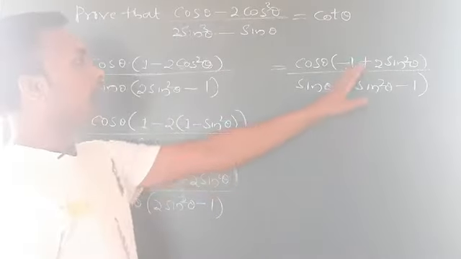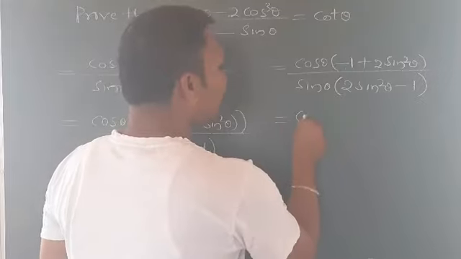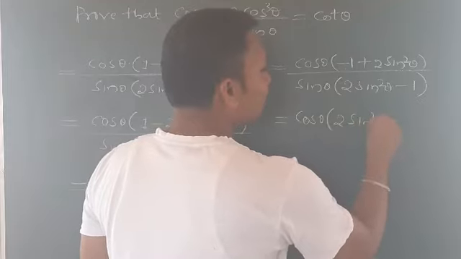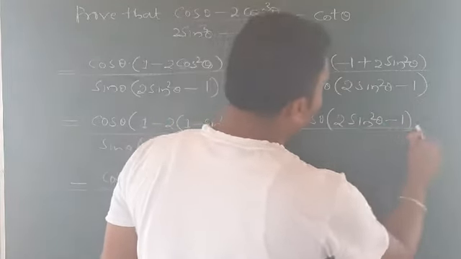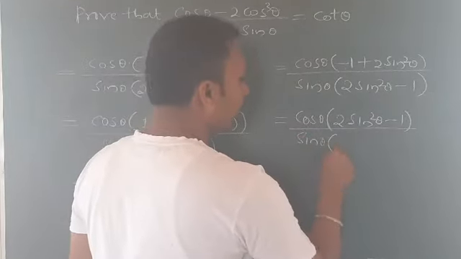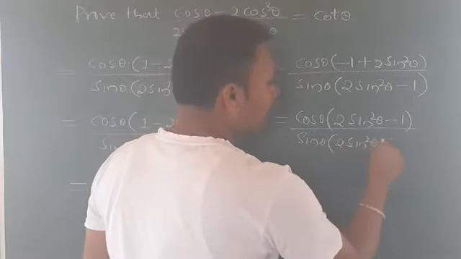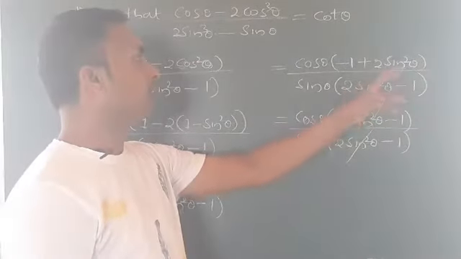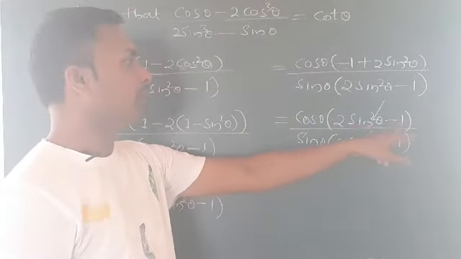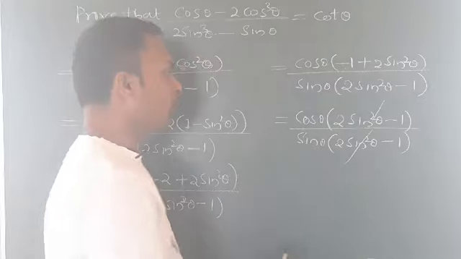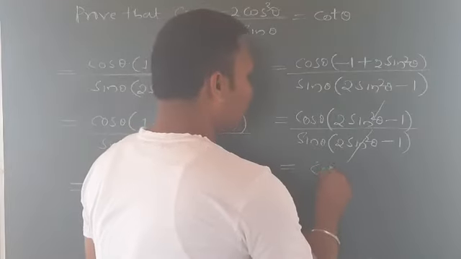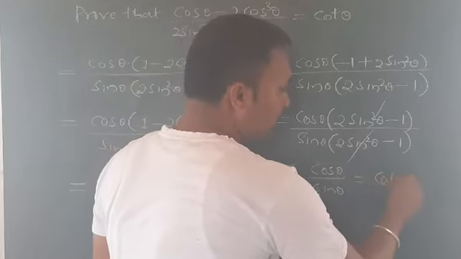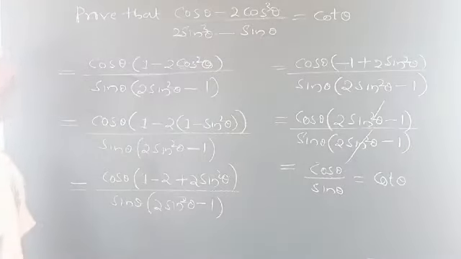Now you can see these quantities. Otherwise I'll write one more step here: cos theta times 2 sin square theta minus 1, divided by sin theta into the bracket 2 sin square theta minus 1. This and this quantity should cancel. I have interchanged this one and written it like this, 2 sin square theta minus 1 in both places. So the remaining is cos theta by sin theta, and this is cot theta. And hence we have proved this.